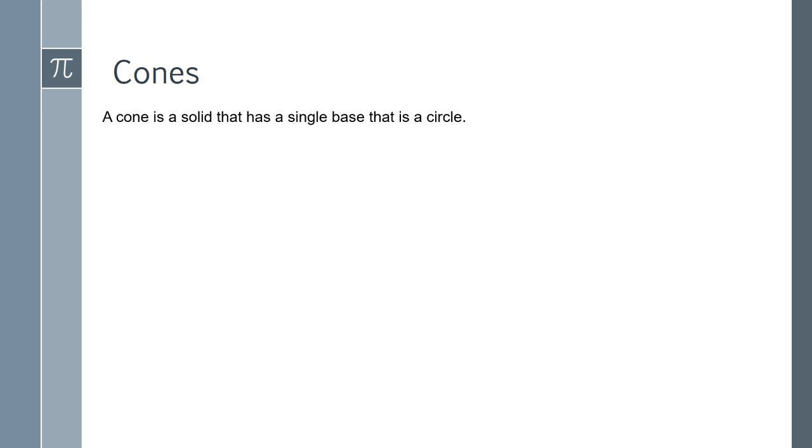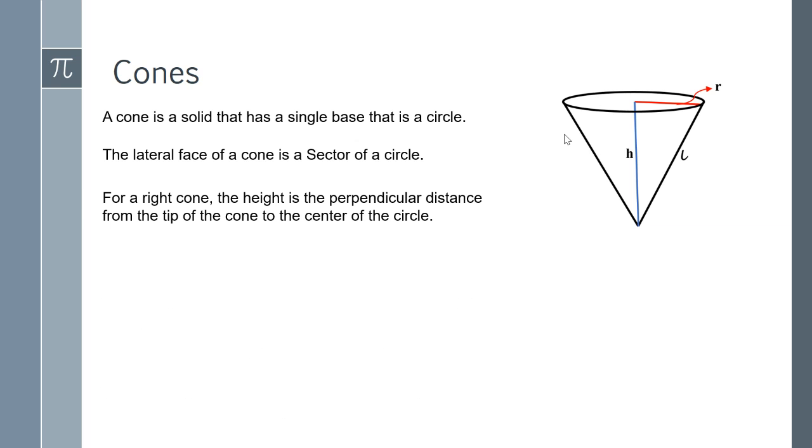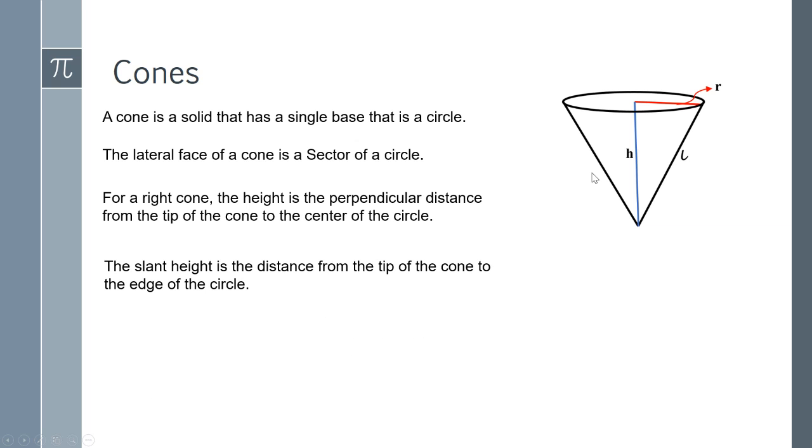A cone is a solid that has a single base that is a circle. Here's what a cone looks like, one singular circular base. It has a lateral face as a sector of a circle. And for a right cone, the height is the perpendicular distance from the tip of the cone to the center of the circle. So that would be the height right there. And then the slant height is the distance from the tip of the cone along the side of the cone to the edge of the circle. So those are all the parts of the cones.